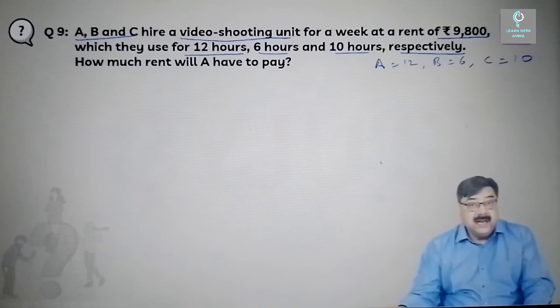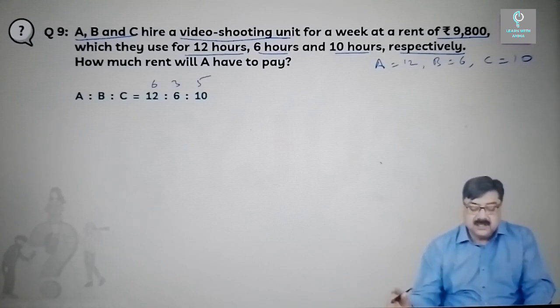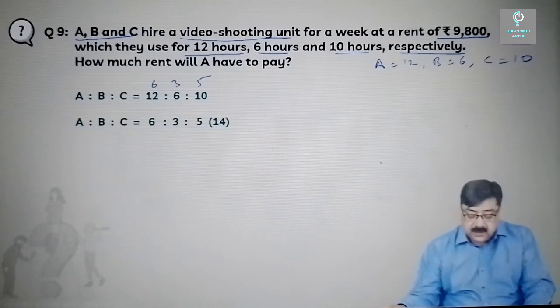So how much rent will A have to pay? Quite simple. A is to B is to C is already given to us as 12 is to 6 is to 10. You can further reduce this and it becomes 6 is to 3 is to 5.